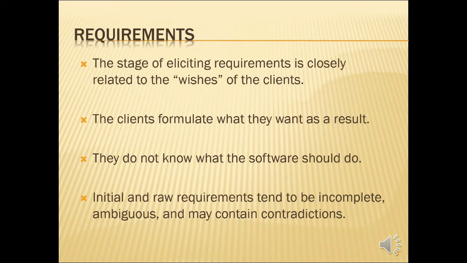The term requirement is not used consistently in the software industry. In some cases, a requirement is simply a high-level, abstract statement of a service that a system should provide or a constraint on a system. At the other extreme, it is a detailed, formal definition of a system function. Normally, users do not know what the software should do, however, they can tell what they want as a result. In real life, when requirements are formulated, they are not precise nor complete. They also can contain overlaps and contradictions.